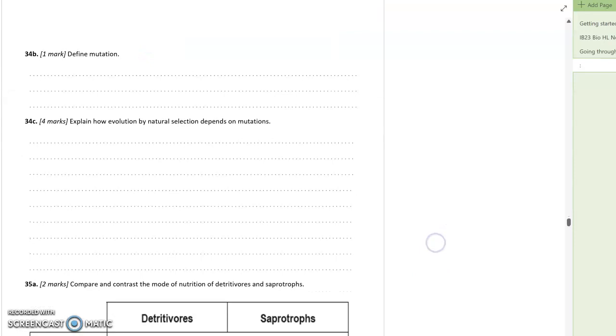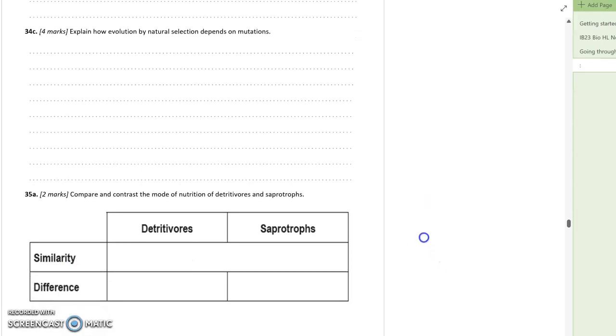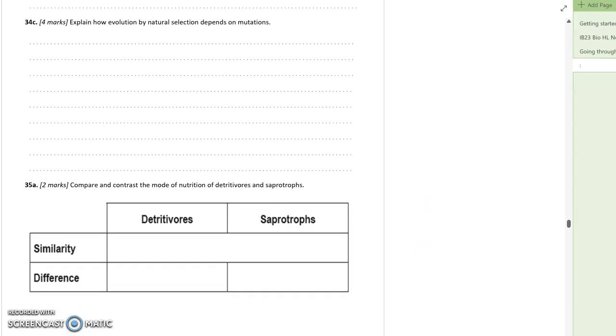Okay, so define what a mutation is, and that's the change in the DNA base sequence. Now here's a biggie. Explain how evolution by natural selection depends on mutations. So evolution by natural selection is all about variation, isn't it? And what does mutation bring? It brings variation. So that's the first thing to say.